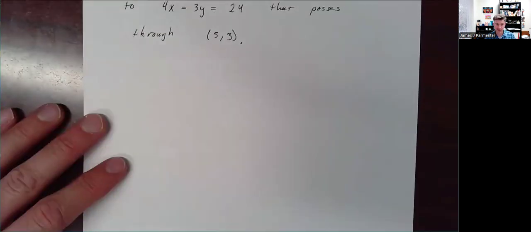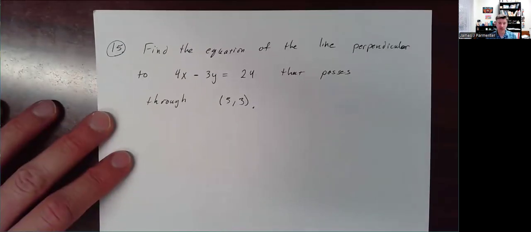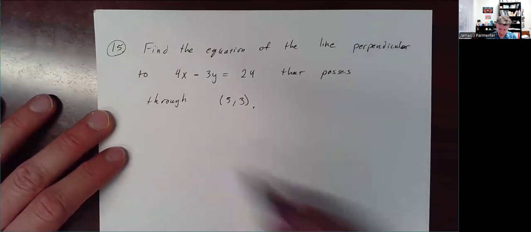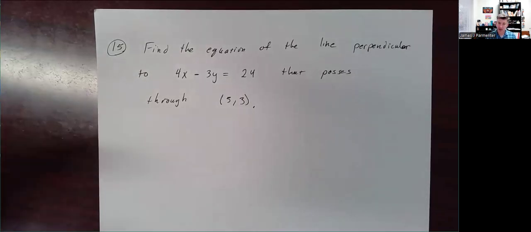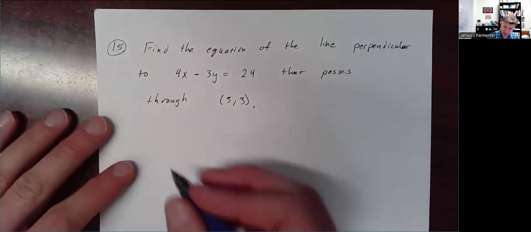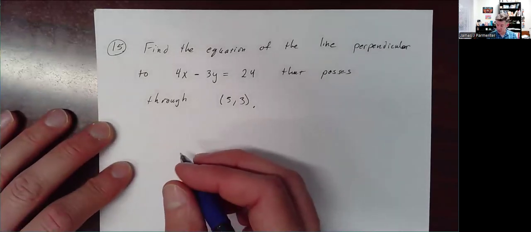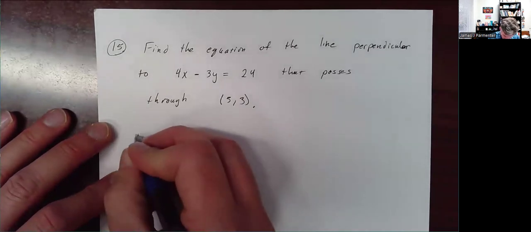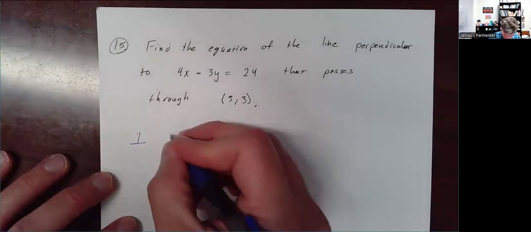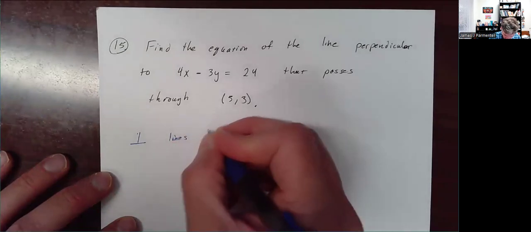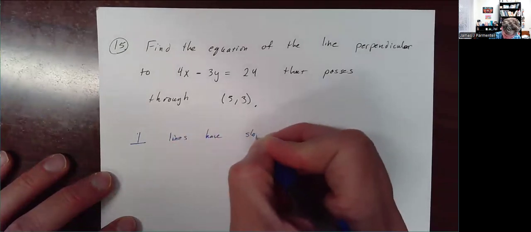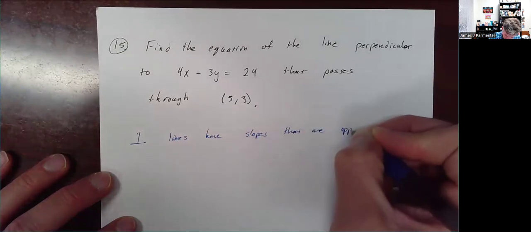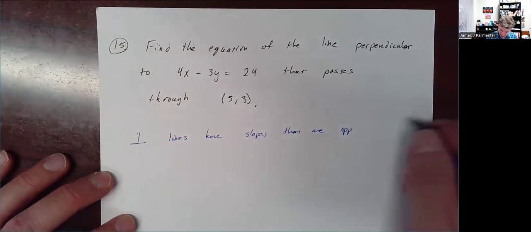Last one. Find the equation of the line perpendicular to 4x minus 3y equals 24 that passes through the point (5, 3). So parallel lines have the same slope. Perpendicular lines have slopes that are opposite inverses. We use this symbol for perpendicular often. Perpendicular lines have slopes that are opposite, meaning negatives of each other. So one is positive and one is negative.